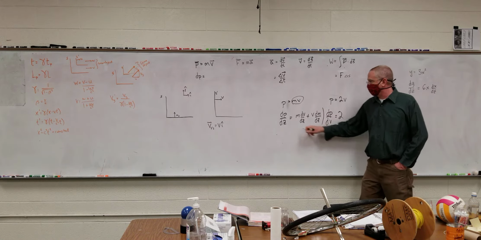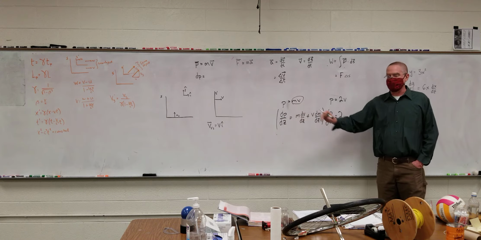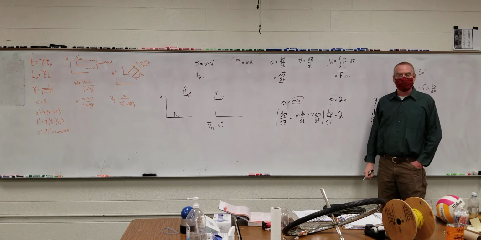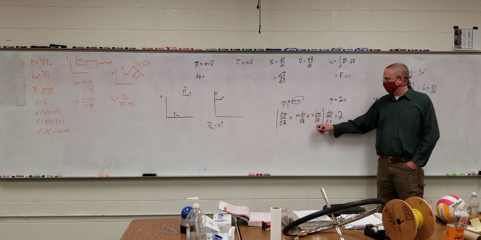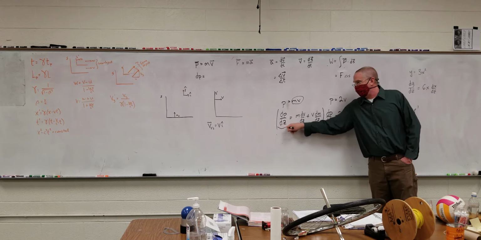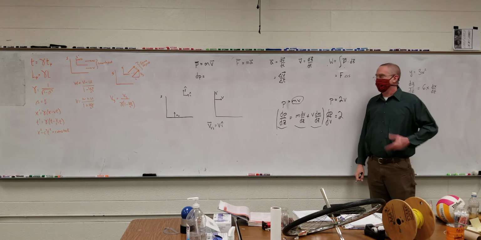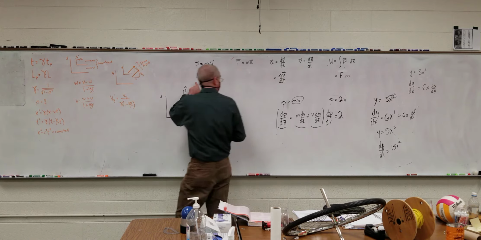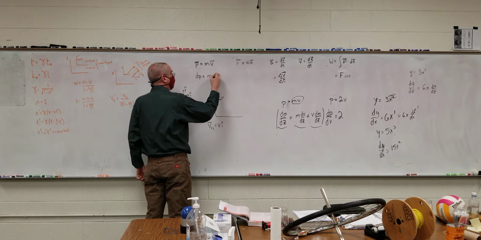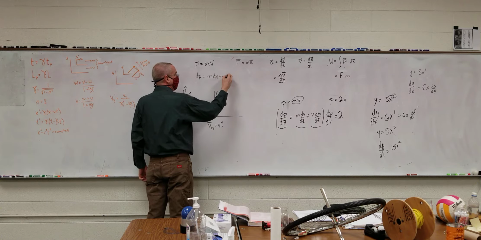Now this is what I have, and if I multiply everything by dz, what do I have? So I multiply this by dz, that by dz, and that by dz. So all dz cancel out. Right, and so what I'm left with is dp is equal to m dv plus v dm.